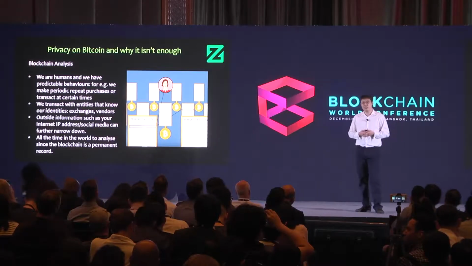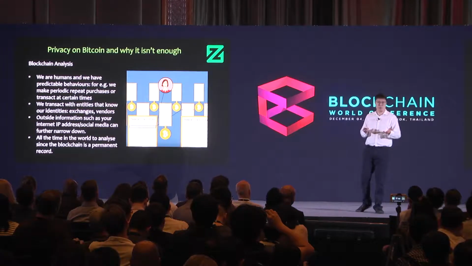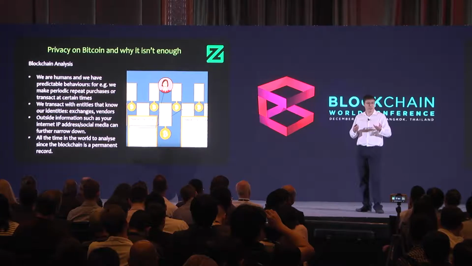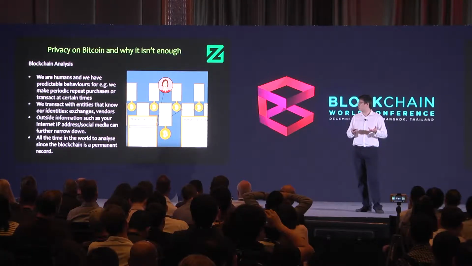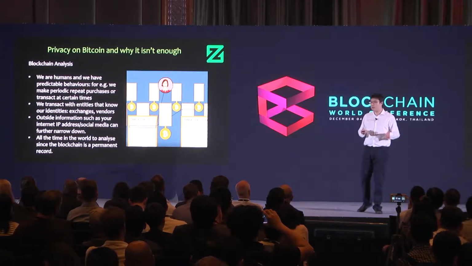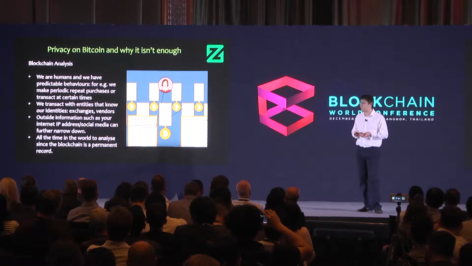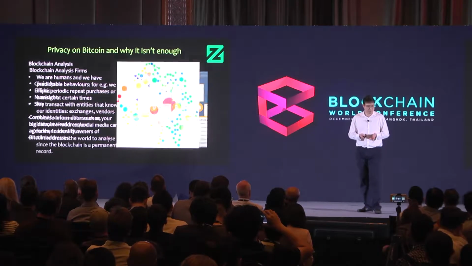So all this information combined together, when you use it with the blockchain, suddenly Bitcoin isn't as private or anonymous as you previously thought, because once you pull all this data together, you can find out who you're dealing with. And at the same time, because everything is permanently recorded, you have all the time in the world to analyze, right? Because it's all there.